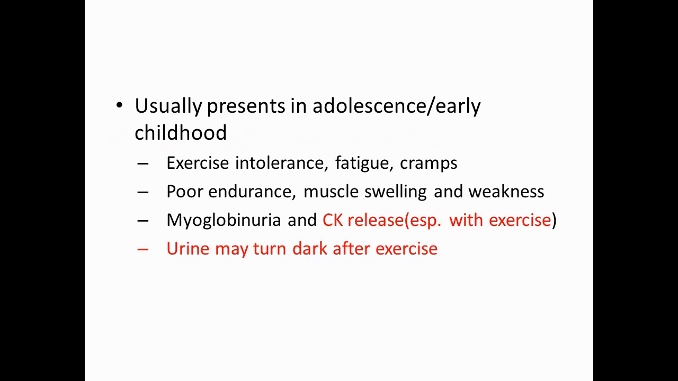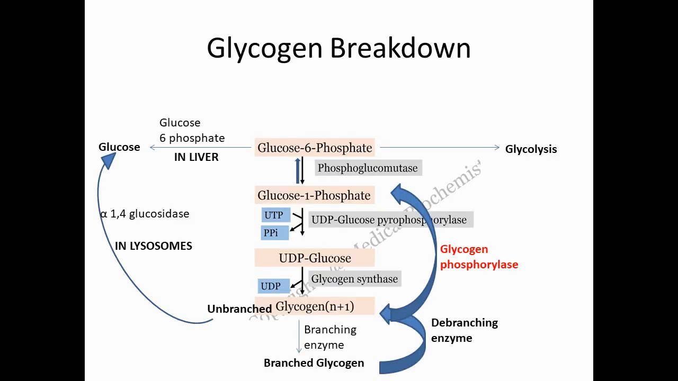Usually present in adolescence and early childhood. Remember that this is the only disease which occurs only in adolescence and childhood. Other diseases that we have discussed occur in infancy. So in this disease there will be exercise intolerance, fatigue and cramps. There will be poor endurance, muscle swelling, and there will be weakness of muscles. There will be myoglobinuria and creatine kinase release, especially with exercise, and urine may turn dark after exercise. So in this glycogen breaking down chart, there will be deficiency of glycogen phosphorylase, so they cannot do the glycolysis process too in the muscles.